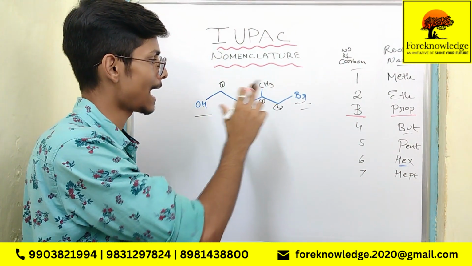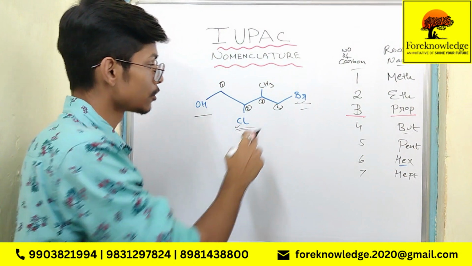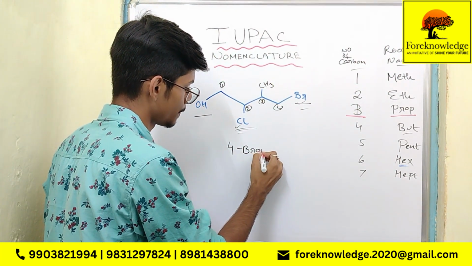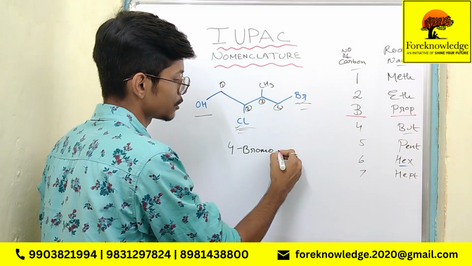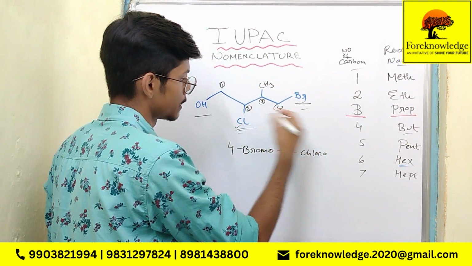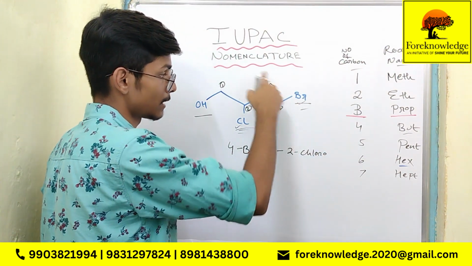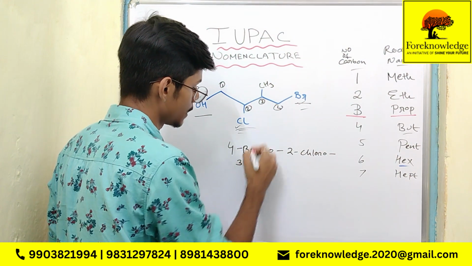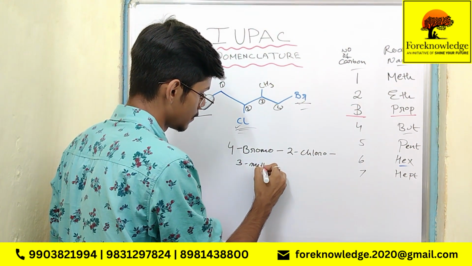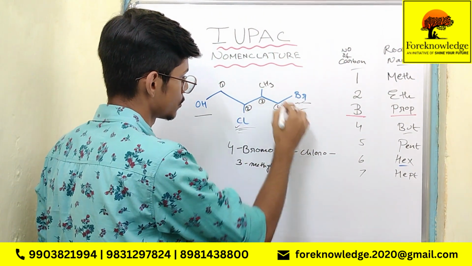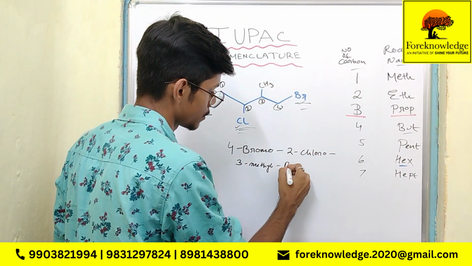So we'll write the halogen first. So at fourth position, bromine is present. So 4-bromo. Then at second position, chlorine is present. 2-chloro. Then I have to write this alkyl group. 3-methyl. Then the root name, that is total 4 carbons are present. So but.